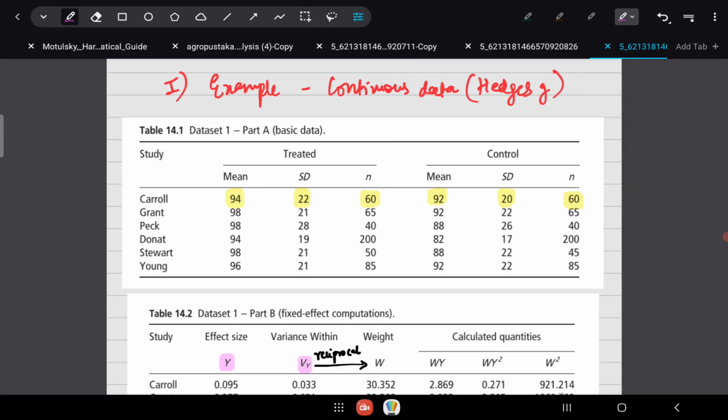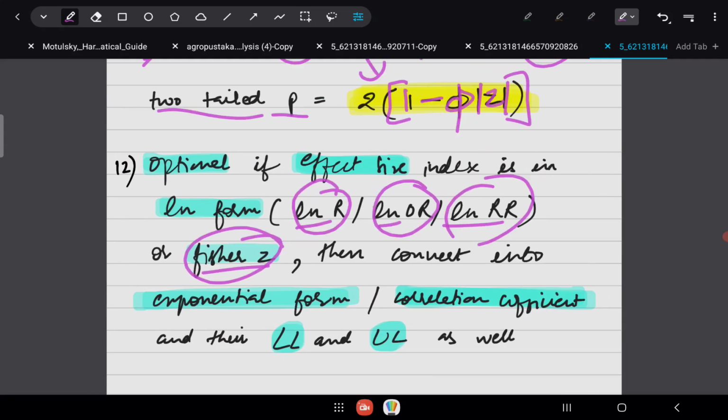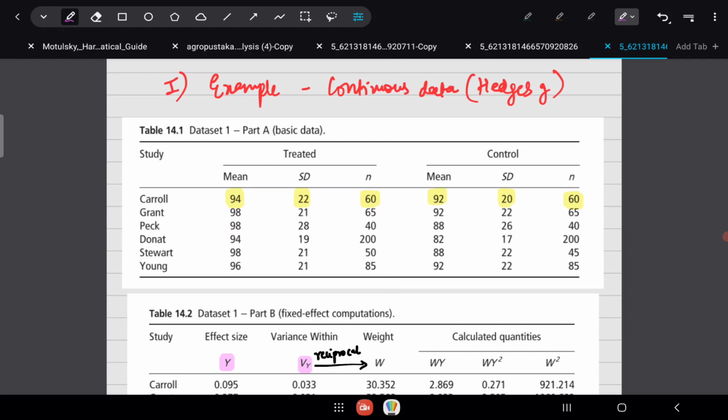Okay, so now we'll see the examples. Hopefully these steps will make sense as we go through these examples. So first example is studies which report continuous data, and we will be computing Hedges G. This is the same set of studies that we took in examples of fixed effect modeling. I have already done fixed effect modeling for the same studies. You can go and watch that lecture and compare how the summary effect will be different in the two modeling.